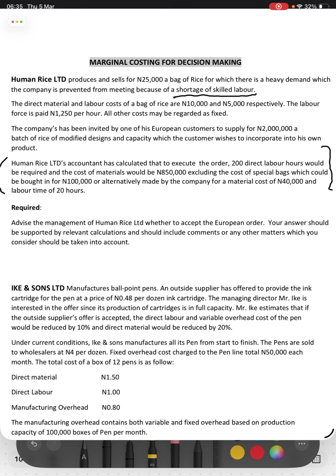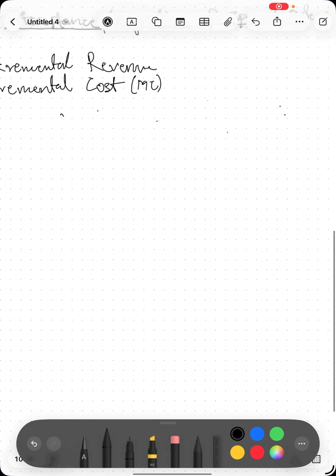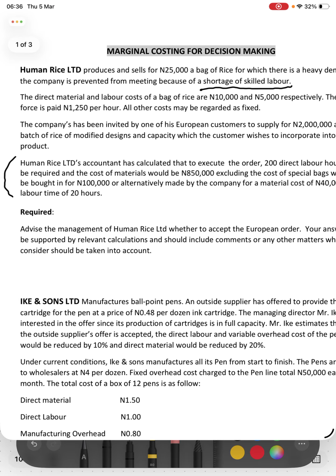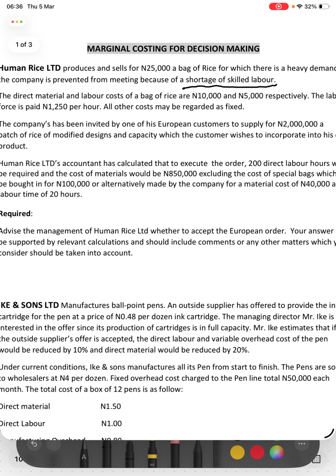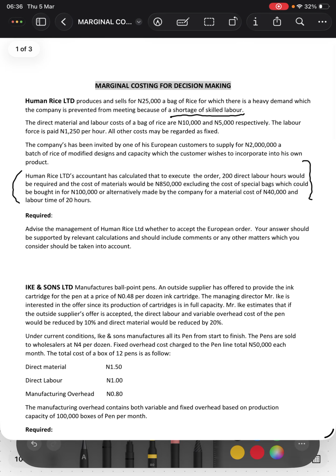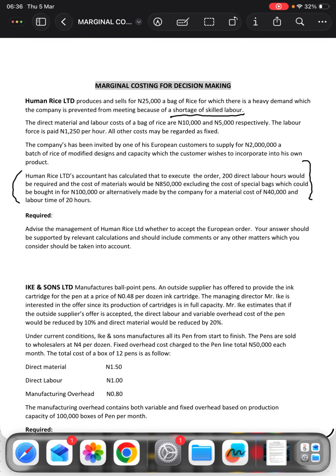2 million naira, for 2 million naira. So we are now told for them to execute this order, from the third paragraph, or fourth paragraph rather, for us to execute this order. Human Rice Limited's accountant has calculated that to execute the order, 200 direct labor hours will be required, and the cost of material would be 850, excluding a special bag. So let's quickly calculate. So should we accept this contract or not?